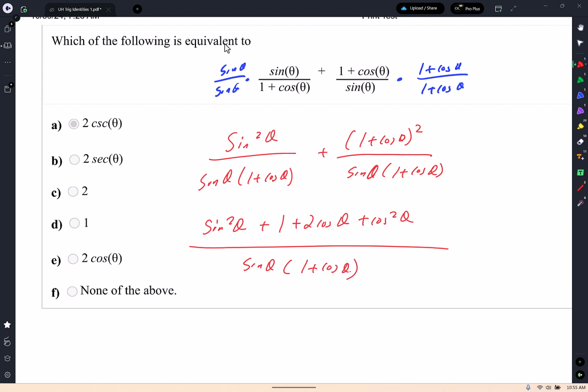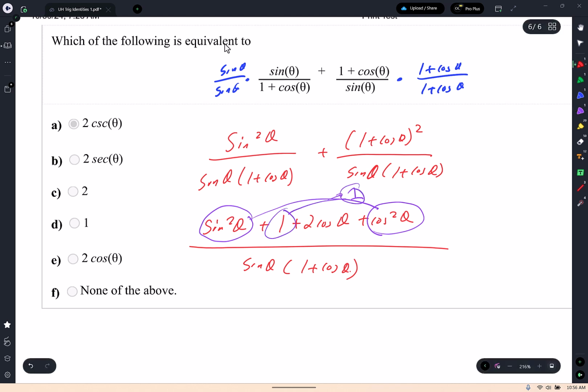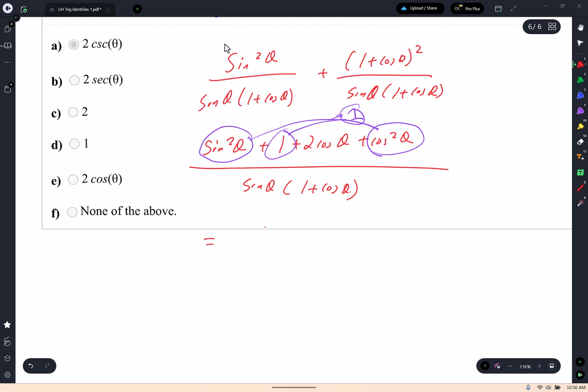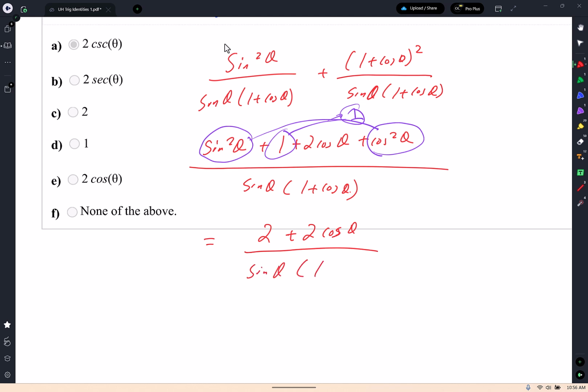All right, then here's what I'm noticing. I see a sine squared and I see a cosine squared, and together those are 1. So I'm going to rewrite it. And what's 1 plus 1? So I'm just going to skip one step and write 2 plus 2 cosine theta. Are you guys okay with that? Over sine theta, parenthesis 1 plus cosine theta. And we're so close.